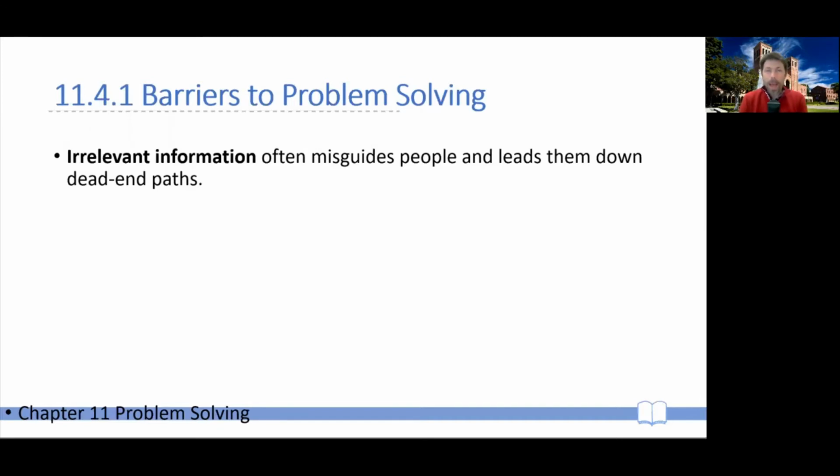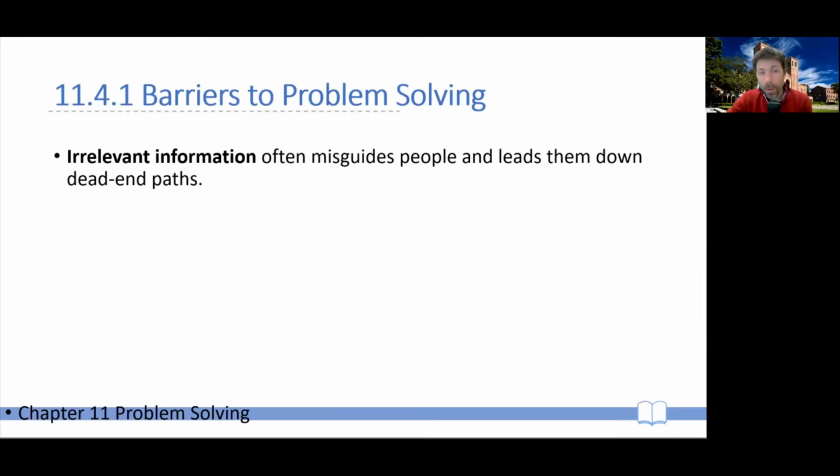And I want to discuss a couple of these now, and then we will see a couple more a little further down in this lecture. Now, one way that can hurt problem solving is the presence of irrelevant information. Because sometimes irrelevant information can misguide people and lead them down paths that don't end up in solving the problem.